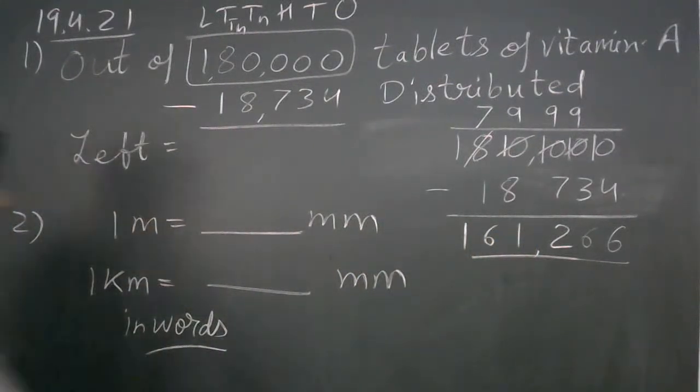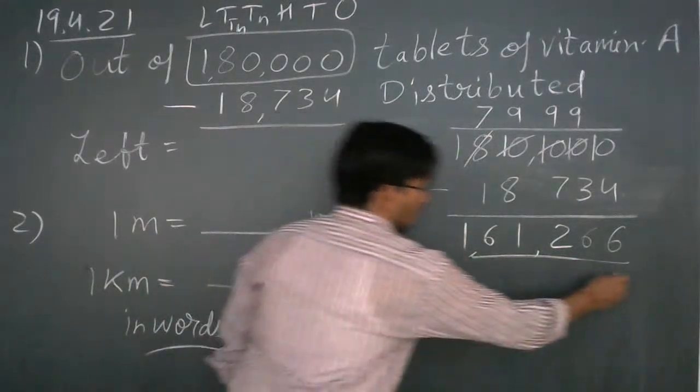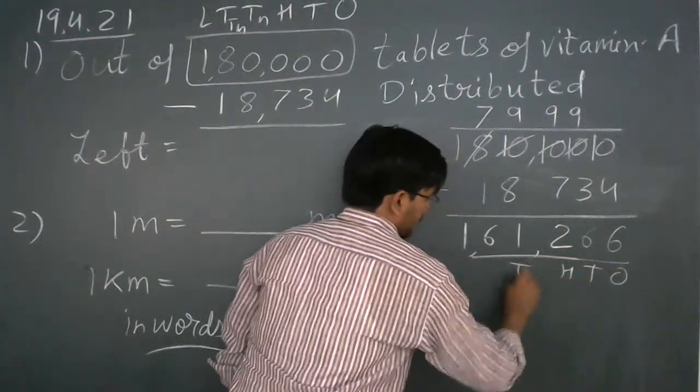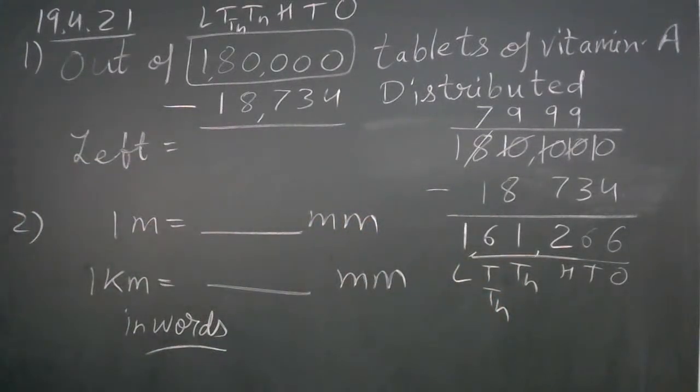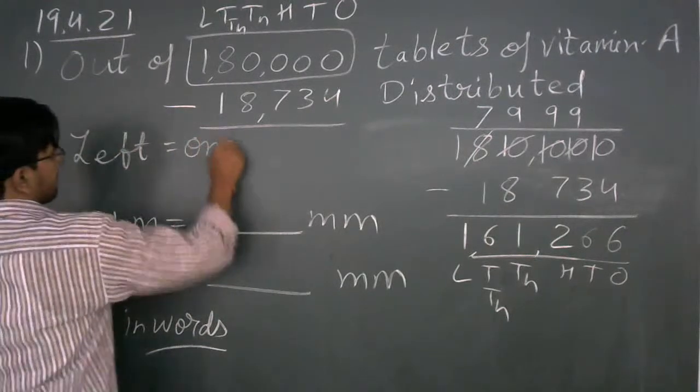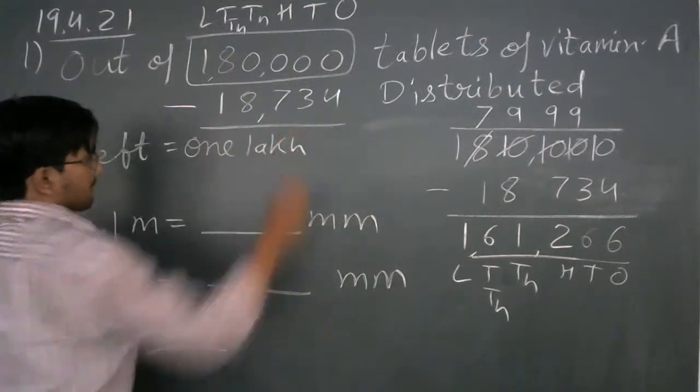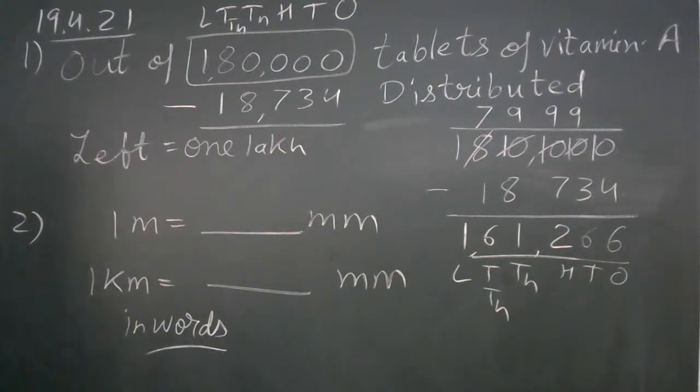I think now all of you are able to write it in words. Ones, tens, 100, 1,000, 10,000, lakh. How much lakh? One lakh. How much thousand there? 60.